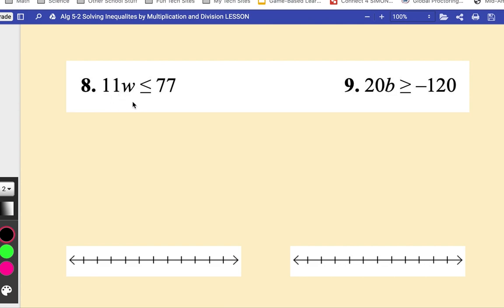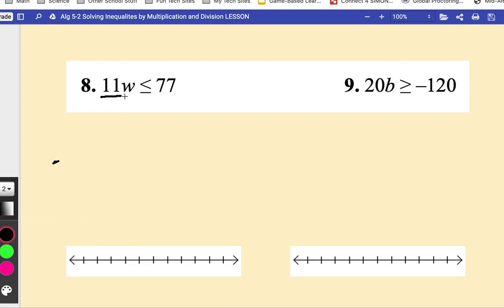So it says 11W is less than or equal to 77. So if this were 11W equals 77, we would know that we're just going to divide both sides by 11. You always want to get the variable by itself. Well, this is no different. We're doing the exact same thing now.